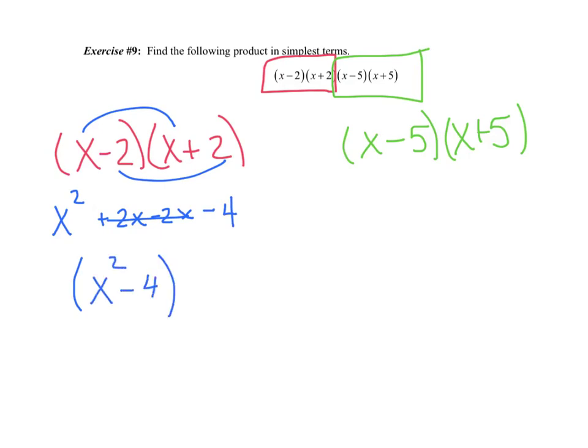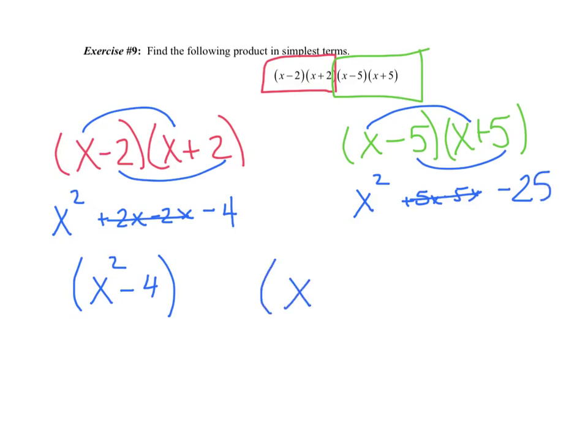Okay, now I'm going to go over and multiply those other 2. Do I have conjugates again? X minus 5 and now x plus 5. So yes, Florida style once more. X squared. And again, I'm going to get that positive 5x minus 5x. Those cancel in conjugates. Minus my last term, which is 25. So I have x squared minus 4 times x squared minus 25.